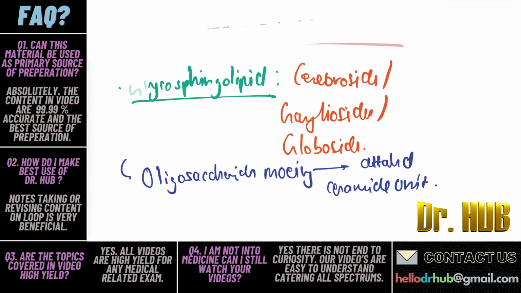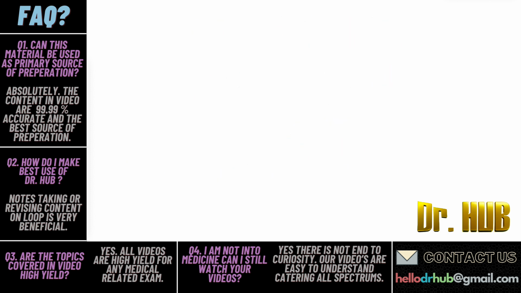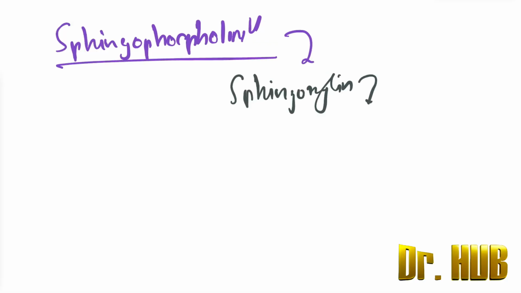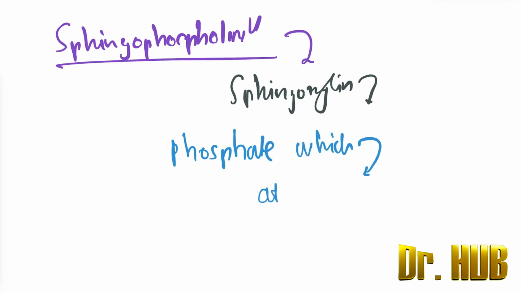Next, we have the sphingophospholipid. In terms of the sphingophospholipid, there is the sphingomyelin. In sphingomyelin, there is a phosphate attached to the ceramide unit.